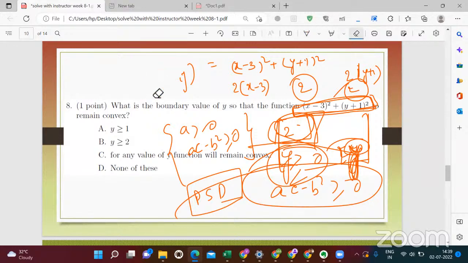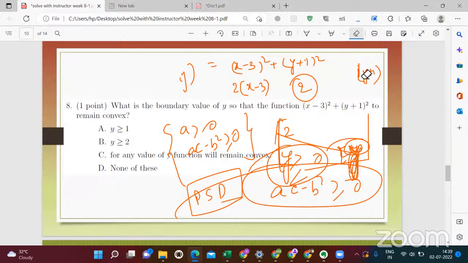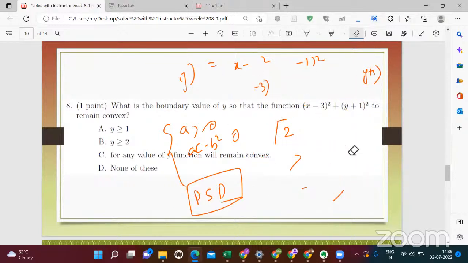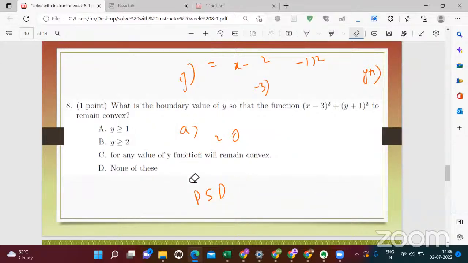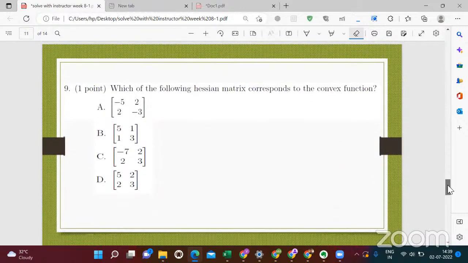Okay, this is fine, right? Should I move to the next one? Any issue in this? No, right? Now tell me which of the following Hessian matrices is a convex function. It's a 2 cross 2 only. I told you so many methods, so you can go through this also: the leading determinants I told you, or the eigenvalue method.